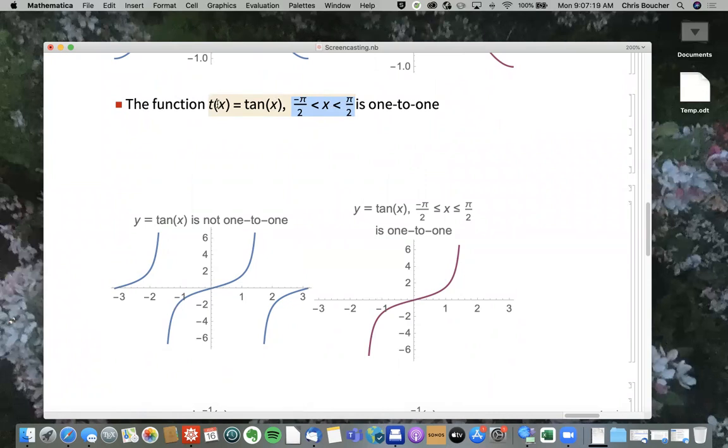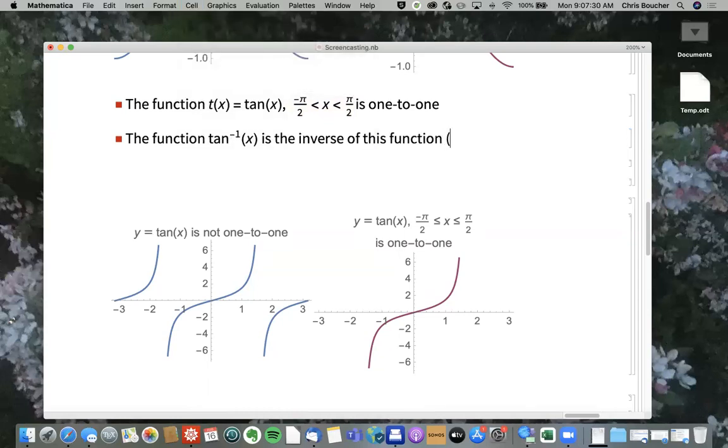So I get this purple curve over here on the right. Again, this is the function I'm kind of calling t of x. It's a restricted version of the tangent function. And we will define the inverse tangent to be the inverse of this thing, right? And yet again, you'll sometimes see the notation arctan, but we'll generally use this notation, tan inverse.